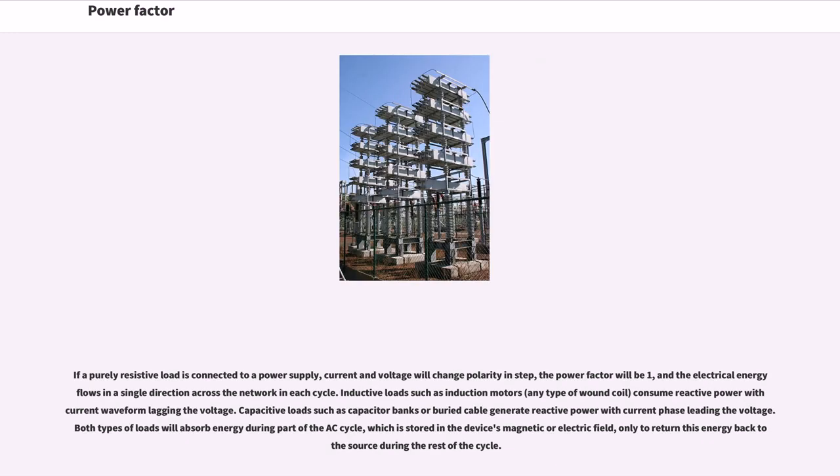If a purely resistive load is connected to a power supply, current and voltage will change polarity in step, the power factor will be 1, and the electrical energy flows in a single direction across the network in each cycle. Inductive loads such as induction motors consume reactive power with current waveform lagging the voltage. Capacitive loads such as capacitor banks or buried cable generate reactive power with current phase leading the voltage. Both types of loads will absorb energy during part of the AC cycle, which is stored in the device's magnetic or electric field, only to return this energy back to the source during the rest of the cycle.